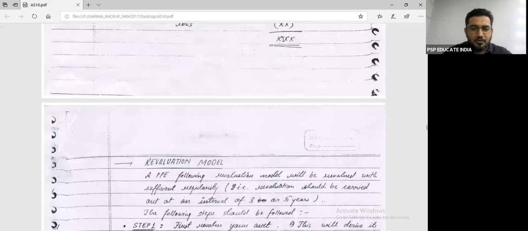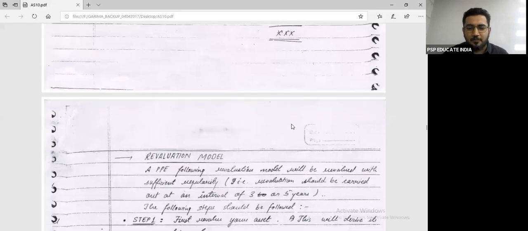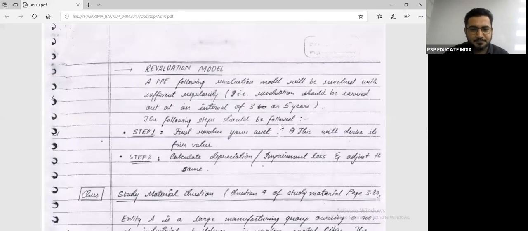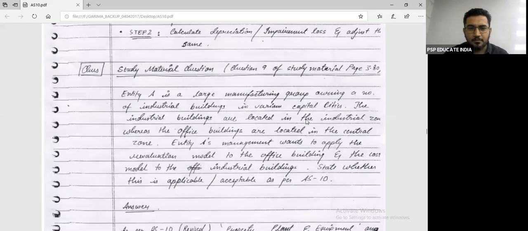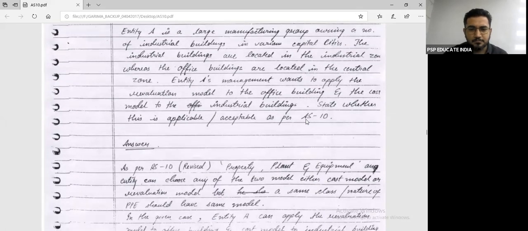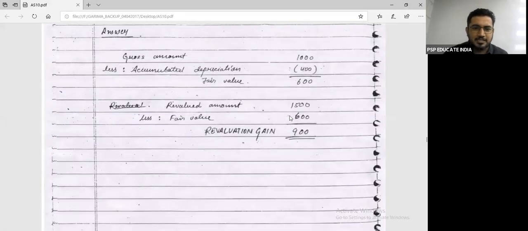Okay, I have the clarity on the question. It says if the company has more than one business, so PP must be used in one business only to be one class of PP. Yes, it should be used in one business only. Only then it will be one class of PP. Right? I hope, Spruha, that is clear to you. Okay, perfect.